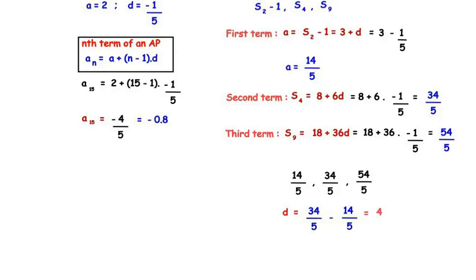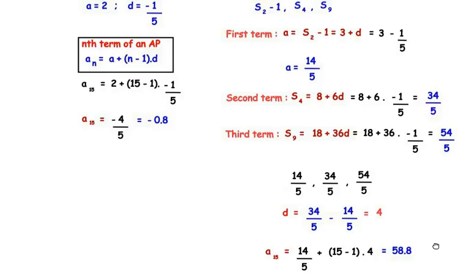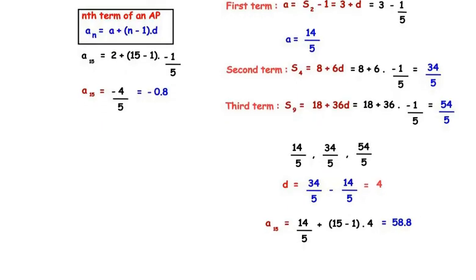Now once we have got the common difference and the first term of the second arithmetic progression, using the same formula, we are going to find out the 15th term of the second arithmetic progression. So here we have written A15 is equal to the first term of the sequence, 14 over 5, plus n minus 1 becomes 15 minus 1 times the common difference, which is 4. So this gives us the 15th term of the second arithmetic progression as 58.8.